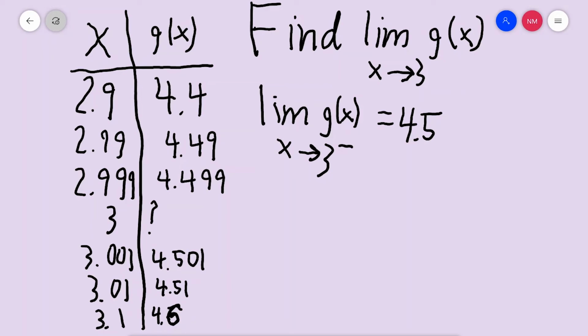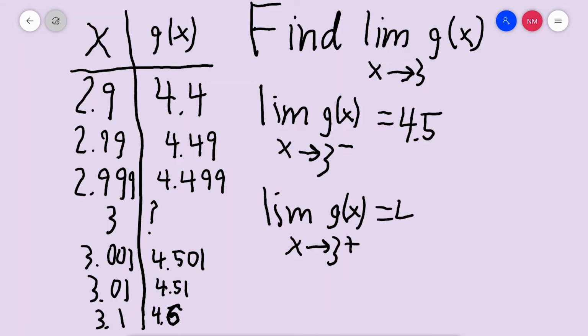But now we still need to look at the right-hand limit. As we approach 3 from the right, we go from 3.1 to 3.01 to 3.001, and the y value goes from 4.6 to 4.51 to 4.501. So I would estimate that the right-hand limit is also 4.5. So the limit of g of x as x approaches 3 from the right is equal to 4.5.